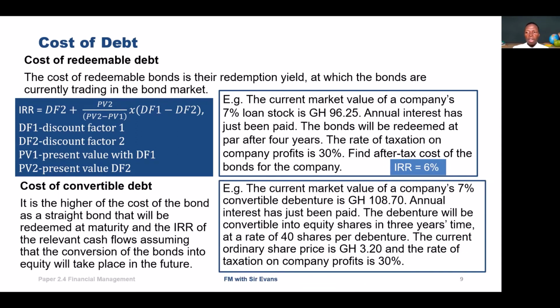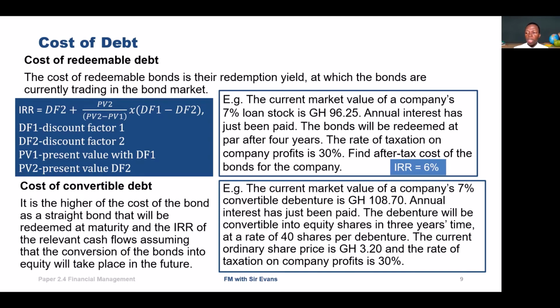The current market value of a company's 7% convertible debenture is 108.7. The annual interest has just been paid. The debenture will be converted into equity shares in 3 years' time at a rate of 40 shares per debenture. The current ordinary share price is 3.2, and the rate of taxation on the company profit is 30%.